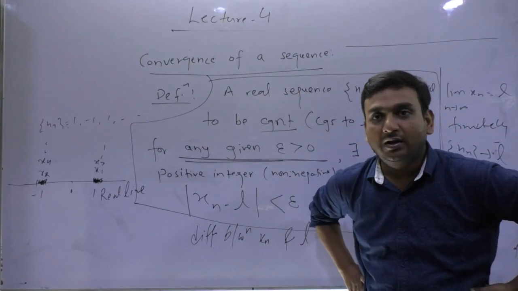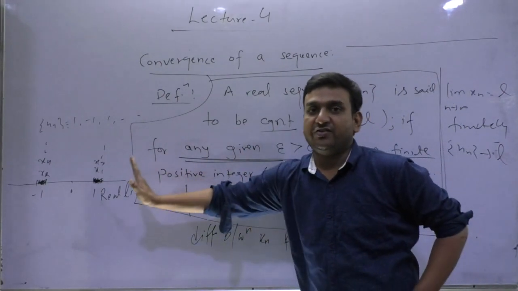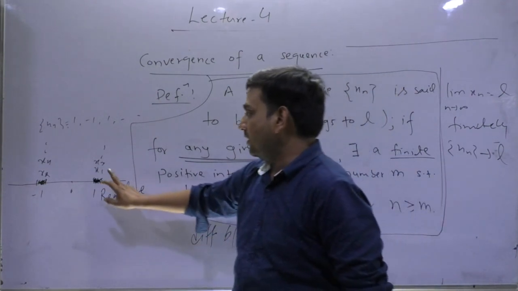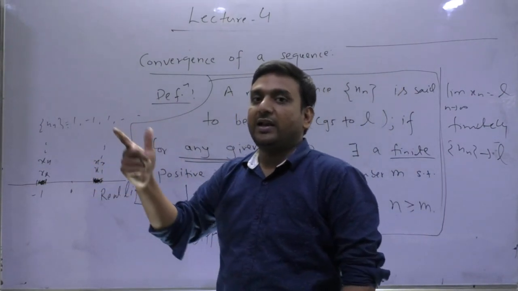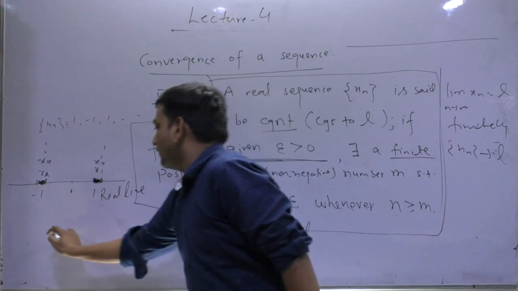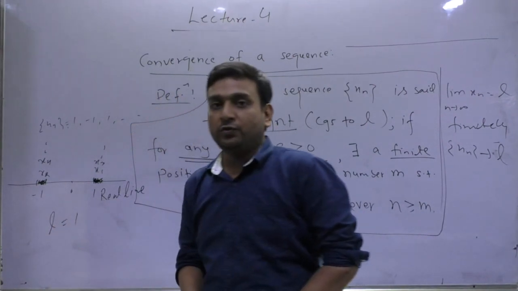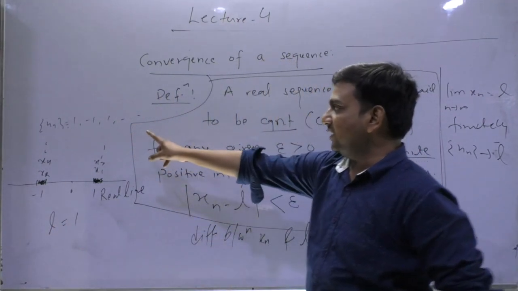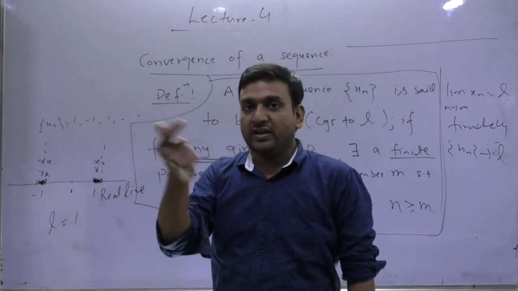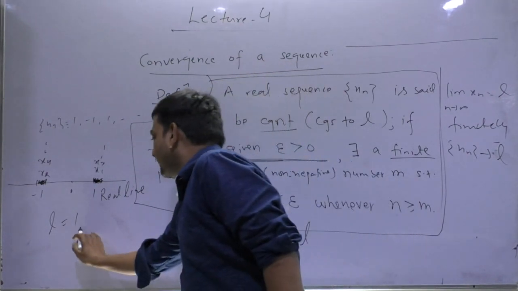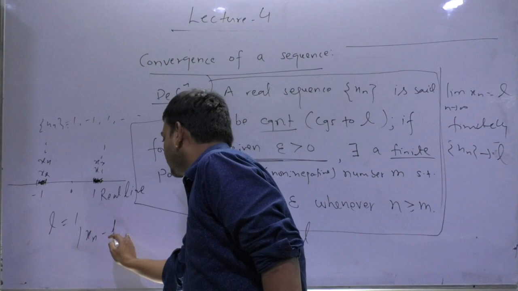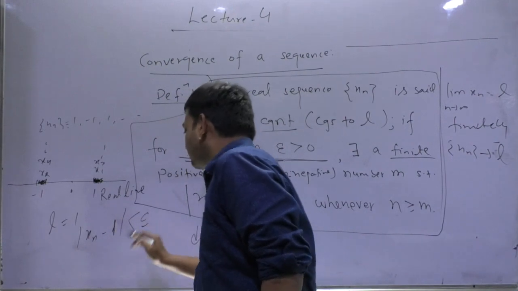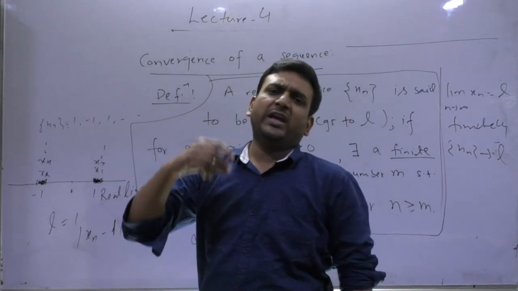Am I clear to you all? Let's apply this definition here. If I say let L equals 1 for this, I want to check if 1 is the limit of this sequence or not. If 1 is the limit of this sequence, then the difference between xn minus 1 must be less than epsilon for any epsilon.